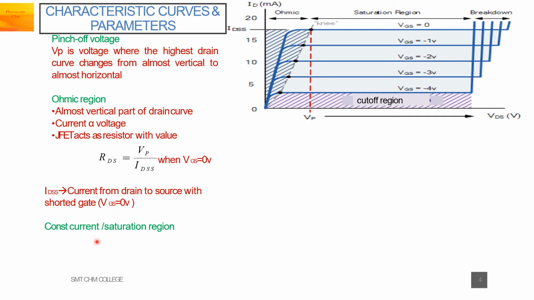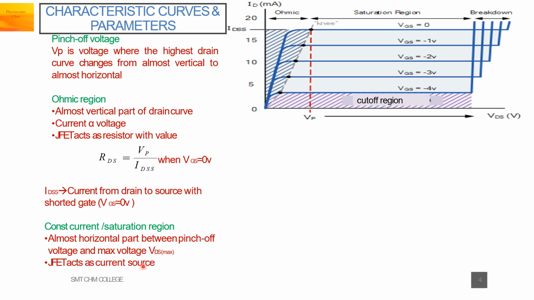Constant current or saturation region, that is this part. We also can call it sometimes the active region. It is almost the horizontal part between the pinch off voltage and the maximum voltage VDS max. Here the JFET acts as a current source.